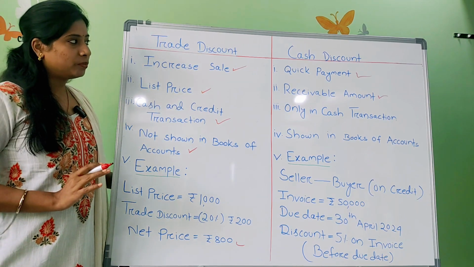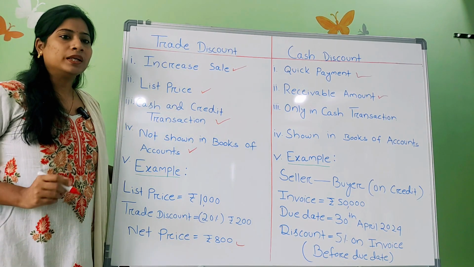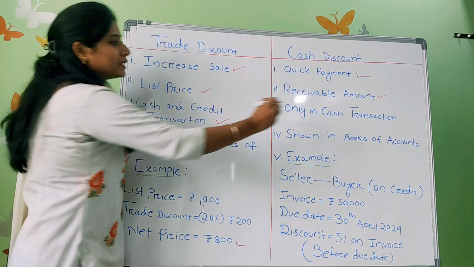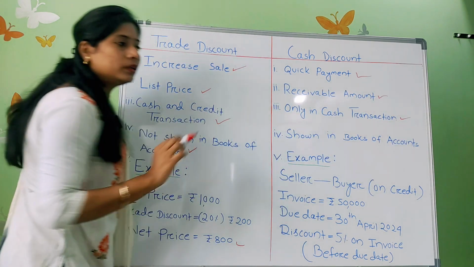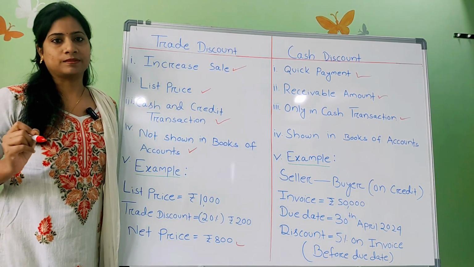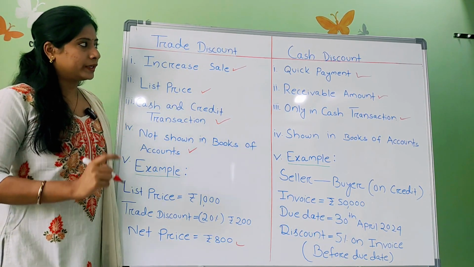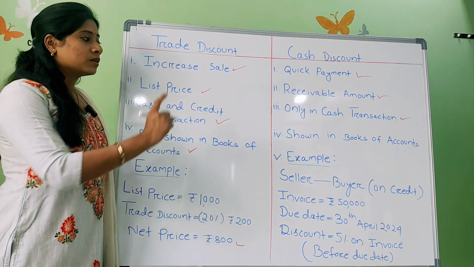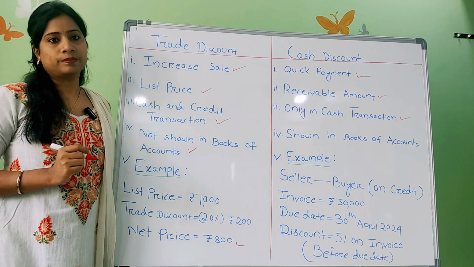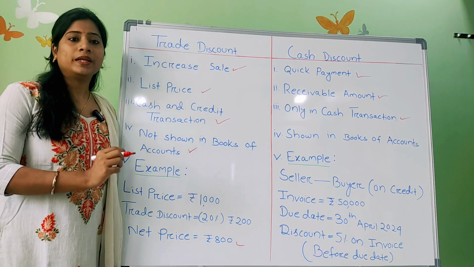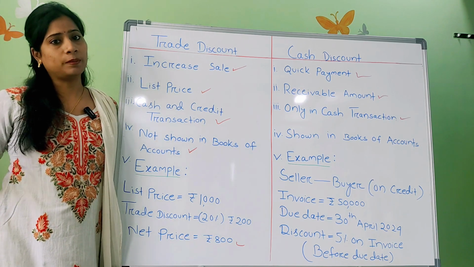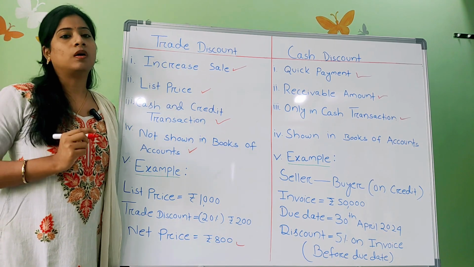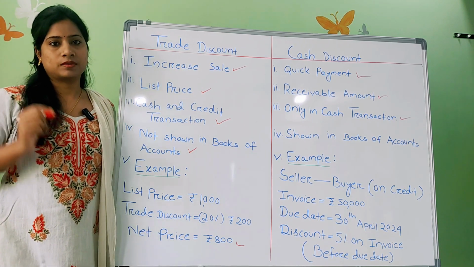Okay, and the third point is cash discount is allowed only in cash transaction, not in the credit transaction. Okay, fourth point is cash discount is shown in books of accounts because cash discount is like an expense to the business, so we record it in books of accounts.